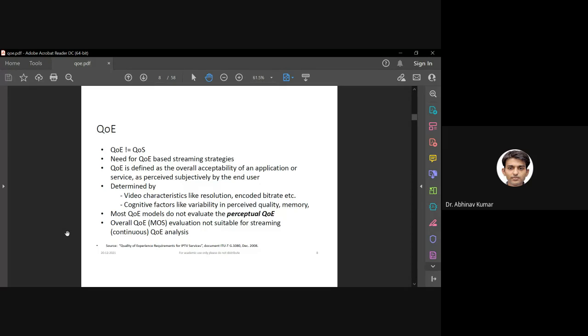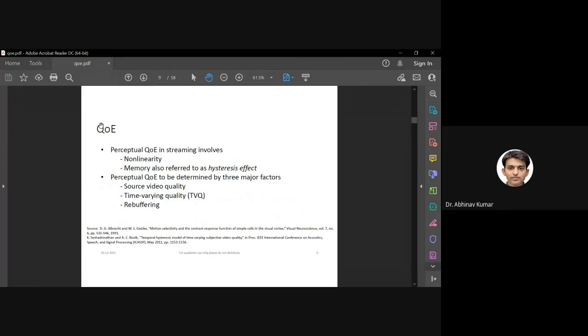And in this work, we are interested in a continuous QoE, because at the end of the day, if you want to do resource allocation in a dynamic fashion, we need to know what is the current QoE experienced by this particular user, and accordingly we need to plan, right? So with that as the background in terms of how to define QoE and how to differentiate it from quality of service, let us go slightly more into details of quality of experience.